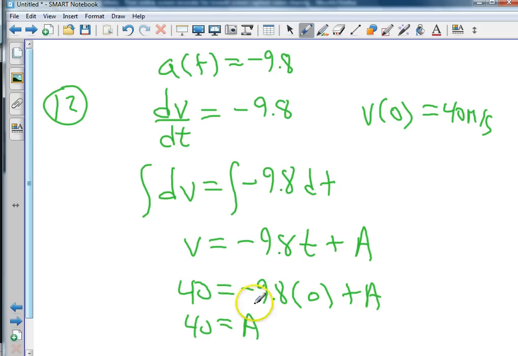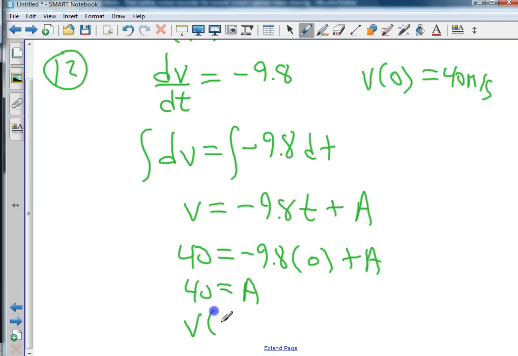This has to do with the acceleration due to gravity. This has to do with the initial velocity, right? We knew that. So v as a function of t is negative 9.8 t plus 40, right? But what's your displacement curve?